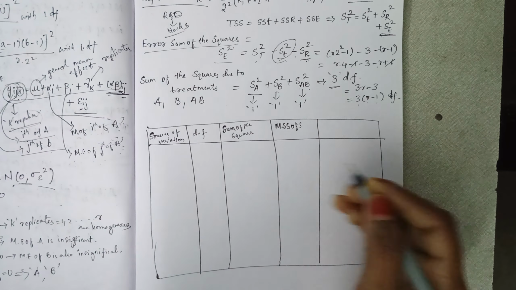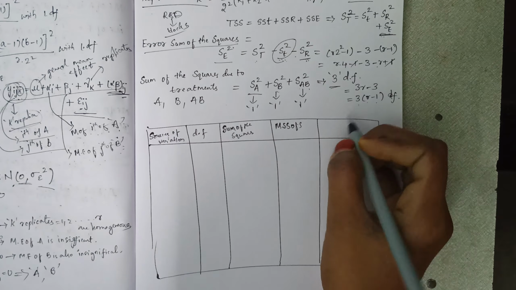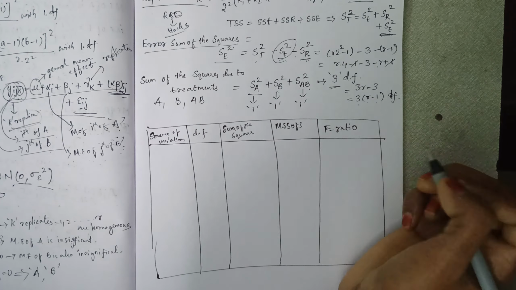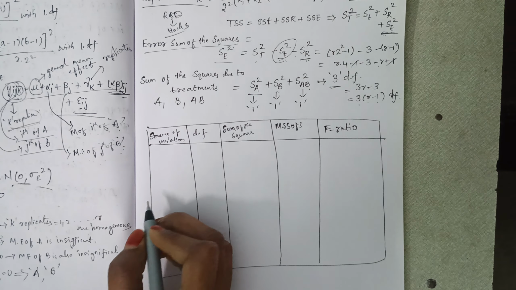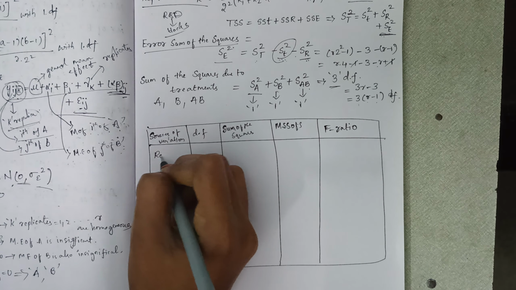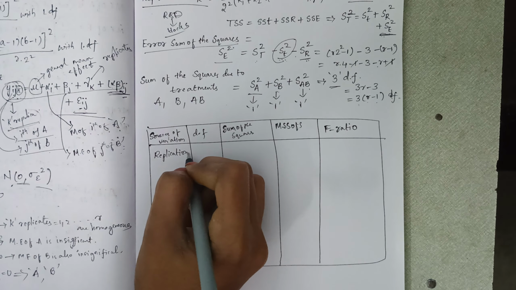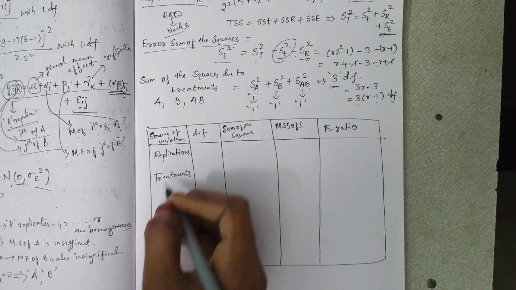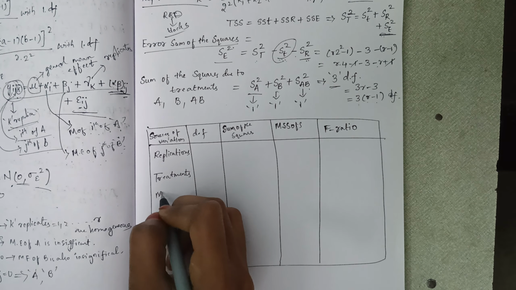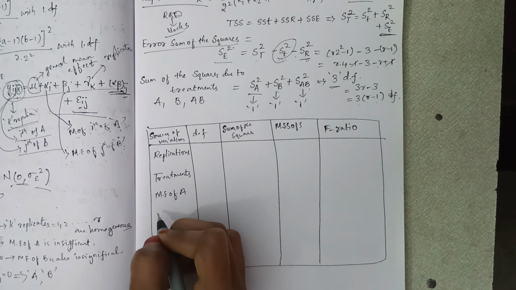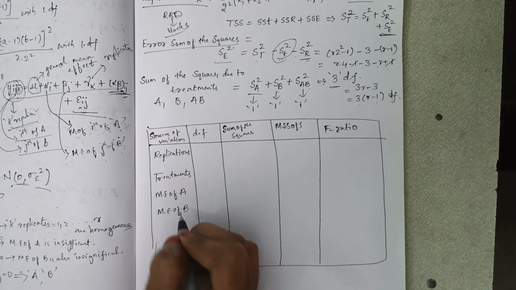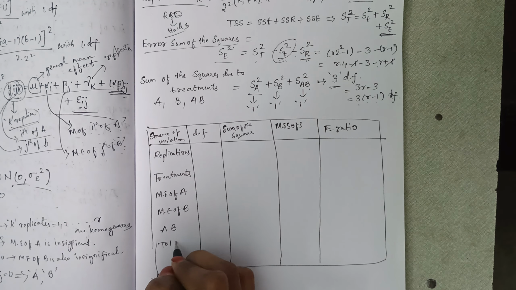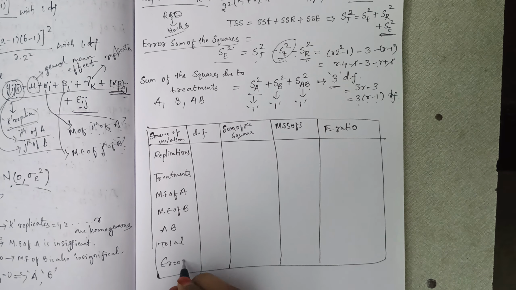And in order to calculate the variation, we use the F ratio, variation between the treatments. So the sources of variation in the randomized block design are: first, replications; treatments, and within treatments the main effect of A, main effect of B, and interaction effect AB; and again we have the total and error sum of the squares, right?